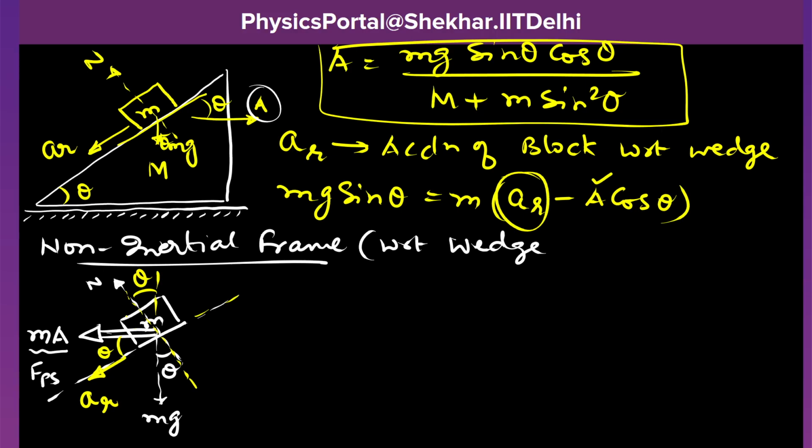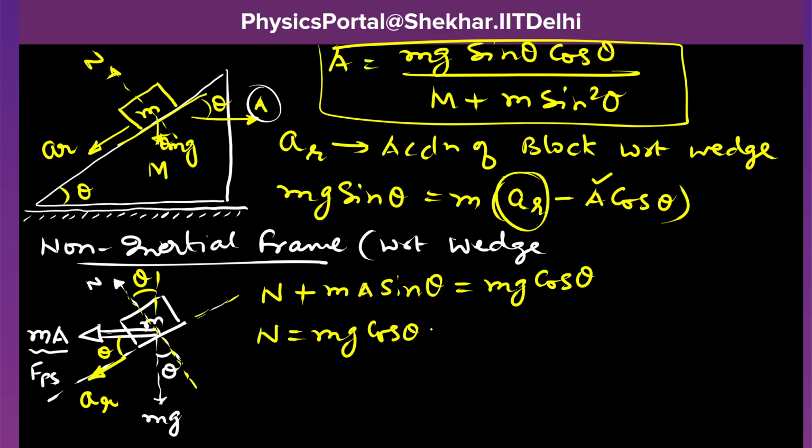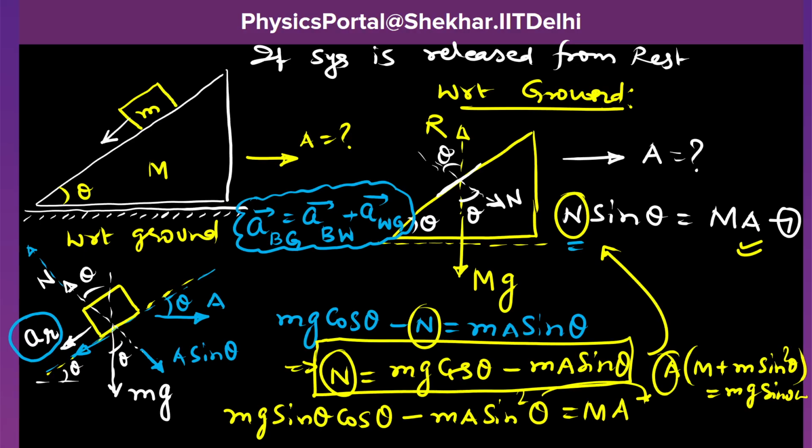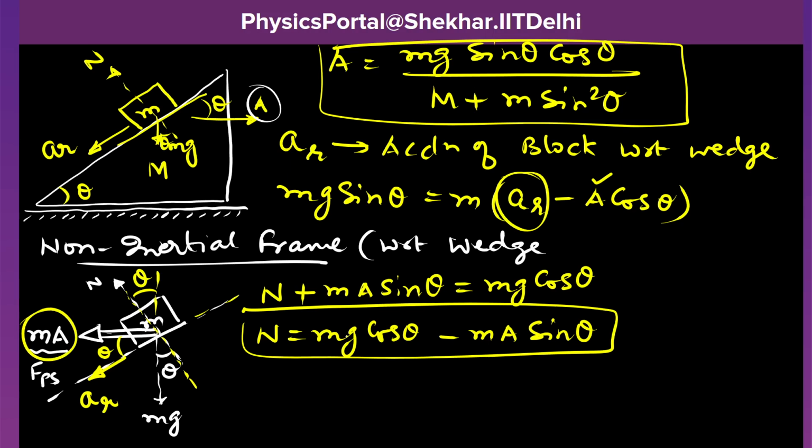So we can say N plus ma sine theta should be equal to mg cos theta. So from here N can be written as mg cos theta minus ma sine theta. This is the same expression we have obtained using the free body diagram with respect to the ground. So this is how we can get the same expression using the pseudo force.